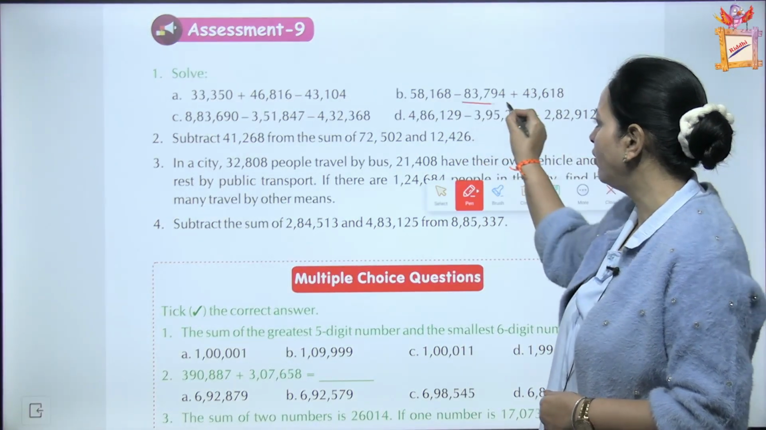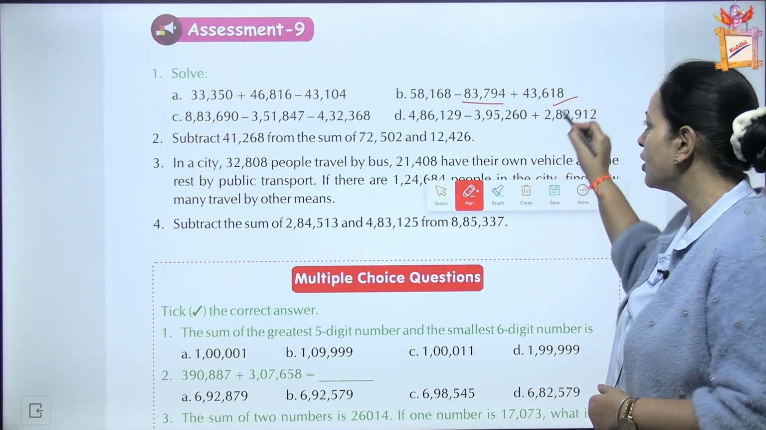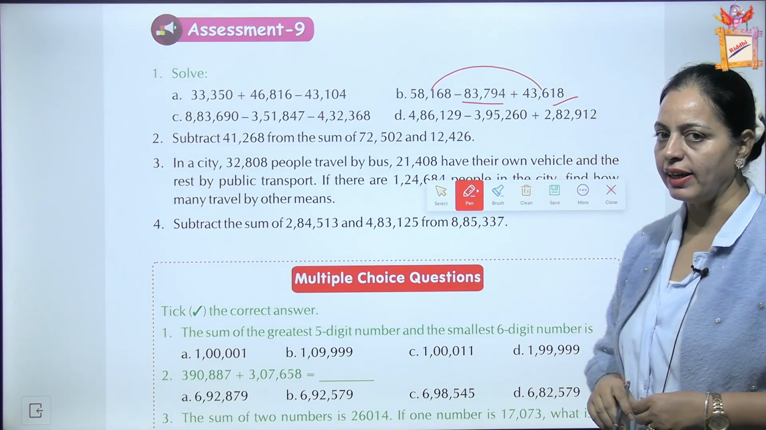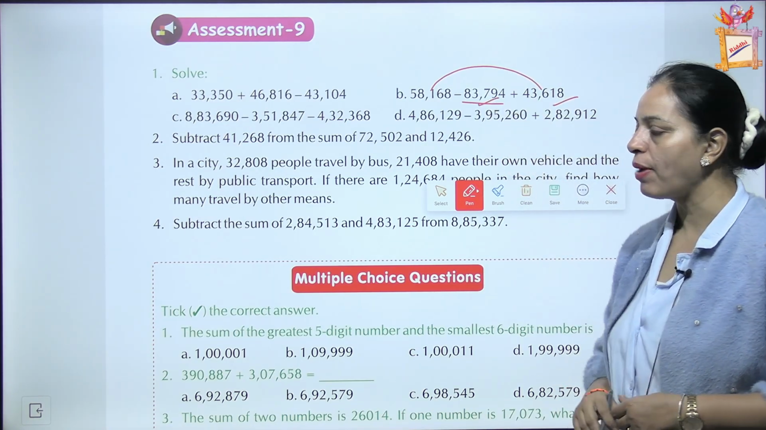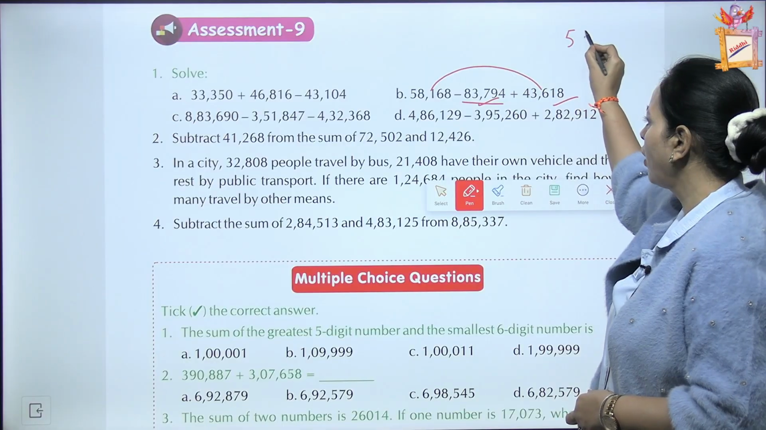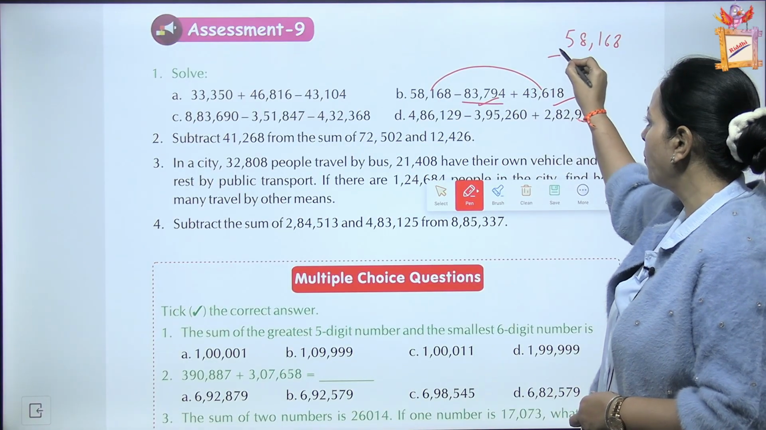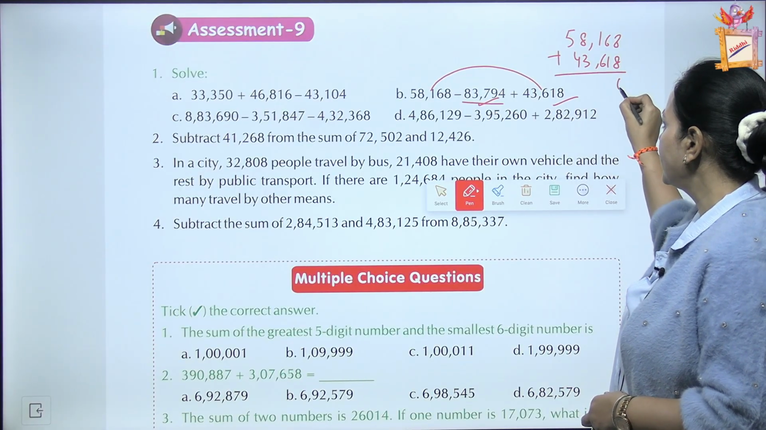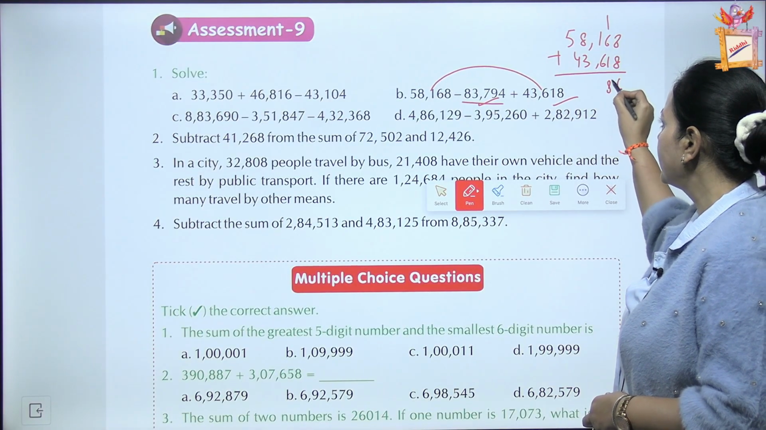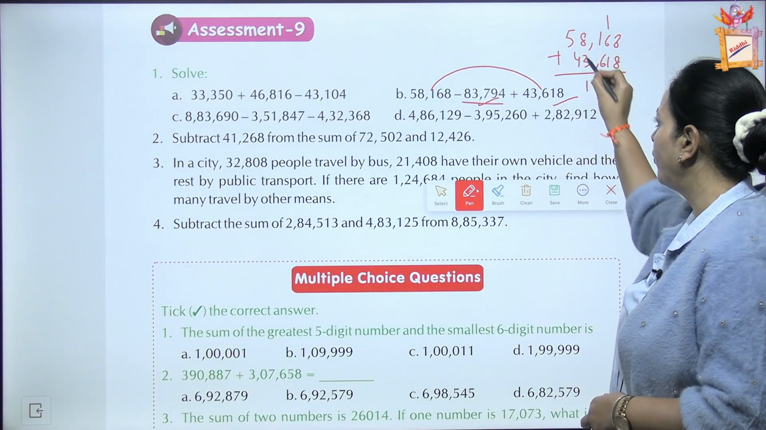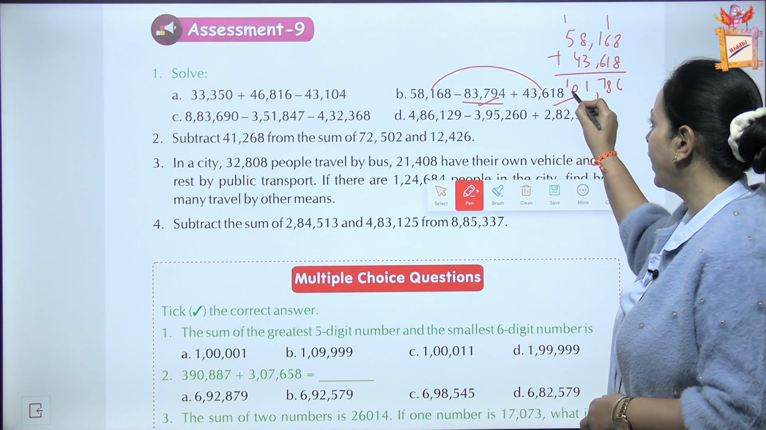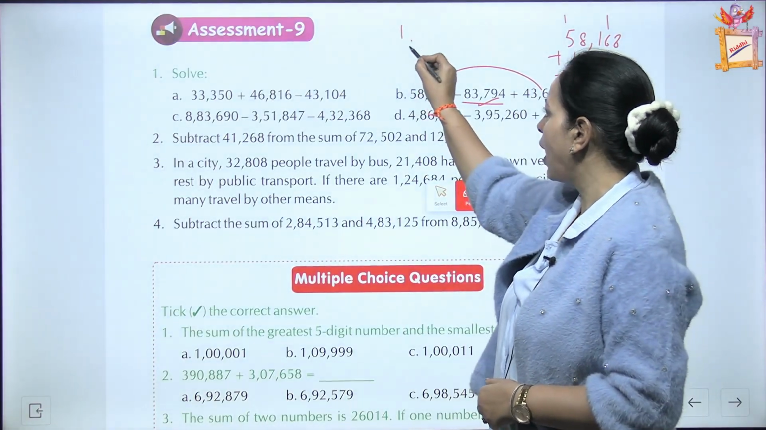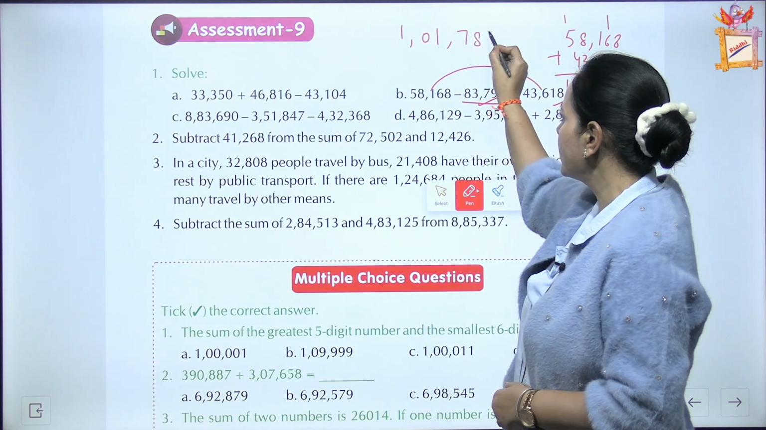So assessment 9, the first one, solve like B part here. 58,168 minus 83,794 plus 43,618. तो पहले इन दोनों को हम प्लस कर देंगे और फिर उसमें से इसको माइनस. Okay, so 58,168 plus 43,618. So 8 plus 8, 16. 6, 1, 1, 8. 6 plus 1, 7. 8 and 3, 11. 5 and 4, 9 and 1, 10. So 1,01,786. अब इसमें से आप सेकंड नंबर को माइनस कर सकते हैं.